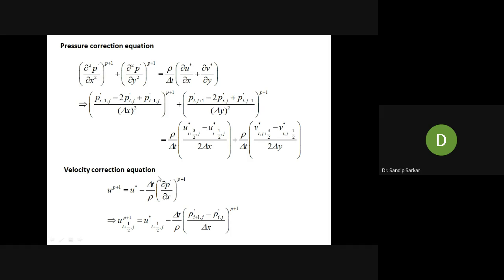What is the velocity correction equation? The corrected velocity U at level n plus 1 equals U star minus delta t by rho del P prime del x. Right?